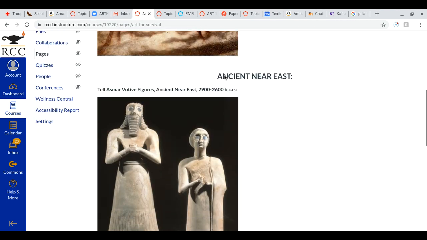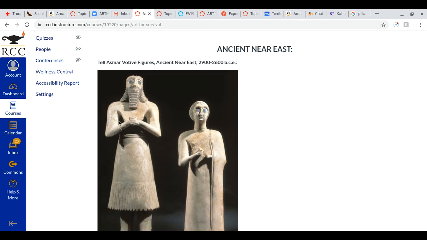Then the ancient Near East is next. You're going to want to make a nice transition sentence between prehistory and the ancient Near East. This is the beginning of a civilization. This is the time of religion, and then discuss the images. What are they? Who are they? Where would they be found? Why do they look the way they do? Adding in terminology as you go.